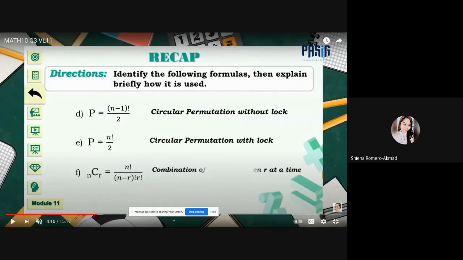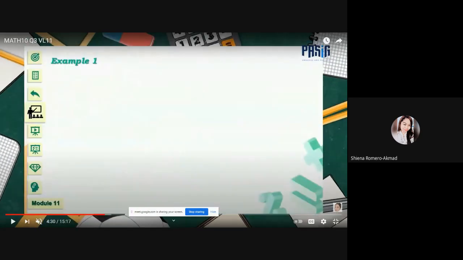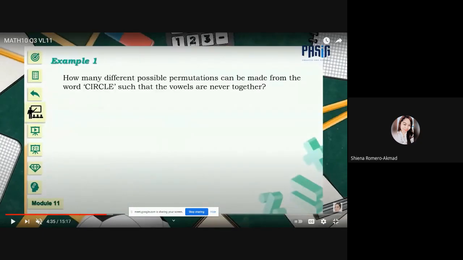Okay? And then for combination, ito yung formula natin. It's n factorial divided by n minus r factorial times r factorial. So yun yung mga formula na pwede nyo gamitin dito. So let us have number 1. How many different possible permutations can be made from the word circle such that the vowels are never together?